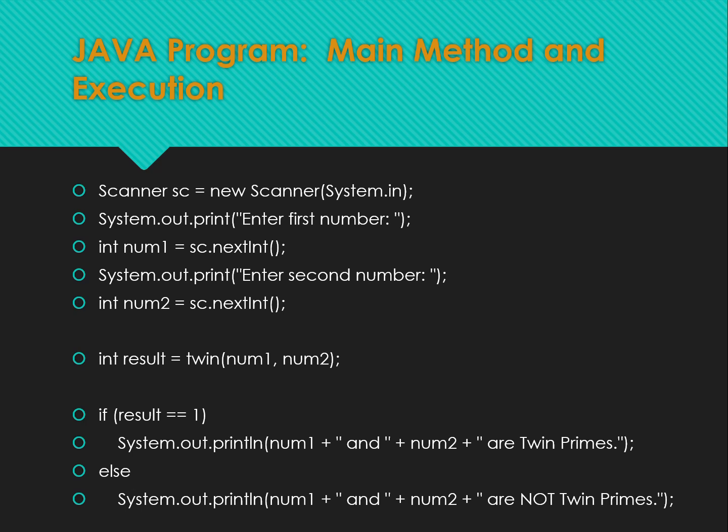In the main method, we begin by creating a scanner object to accept user input. We prompt the user to enter two numbers and read them using nextInt. Then, we call the twin function with these numbers and store the result. If the result is 1, we print that the numbers are twin primes. Otherwise, we print that they are not. Finally, we close the scanner to free system resources.